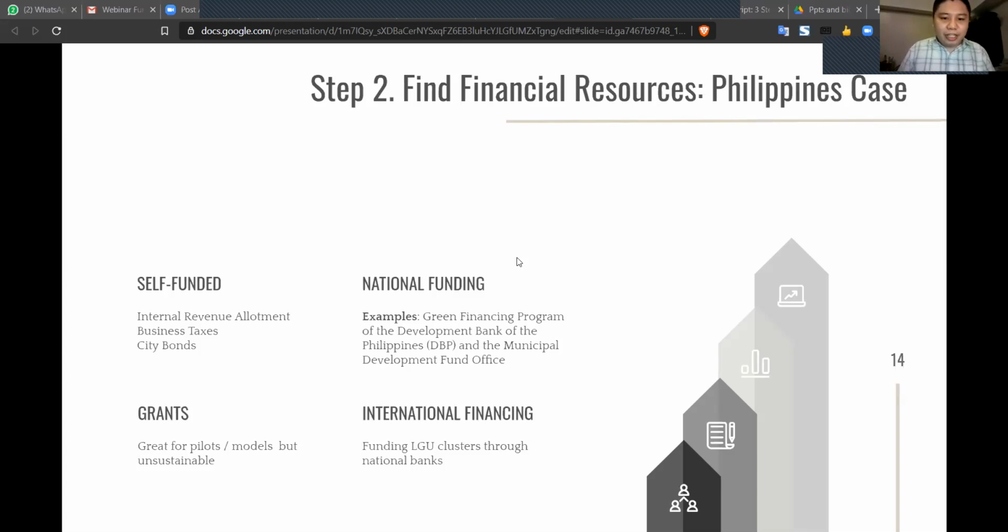Another example is international funding. So looking at the possibility of funding LGU clusters, or local government clusters, through national banks. National banks can, of course, approach IFIs such as the World Bank or ADB to access loans or grants for funding, and then distribute these loans to several LGUs to fund their own systems.